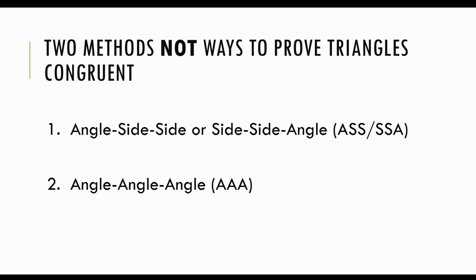Okay, the other way that we cannot prove congruent triangles would be angle, angle, angle. Okay, all 3 angles in a triangle are not going to prove triangles congruent. That's something that we'll talk about later on down the road, and that means something else. It doesn't prove congruent triangles, though.